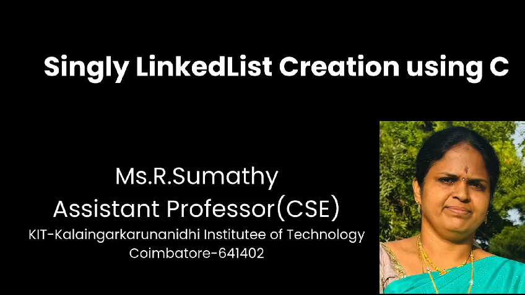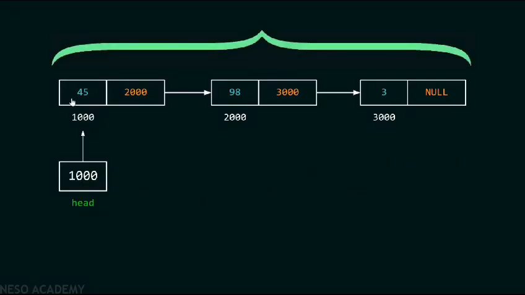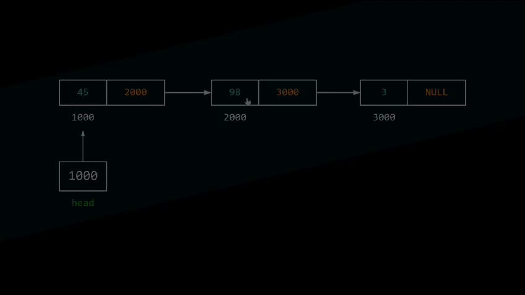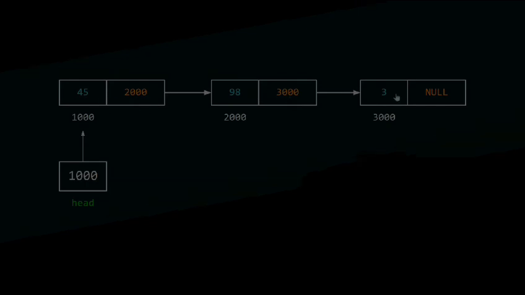In this presentation, we will learn how to create a complete single linked list. So let's get started. Here, I would like to tell you that this is the list we want to create. Basically, the list must consist of 3 nodes. Apart from this, the data that I have given here as an example is 45, 98 and 3.